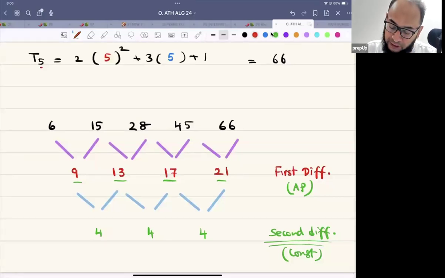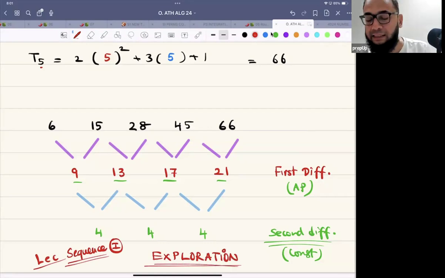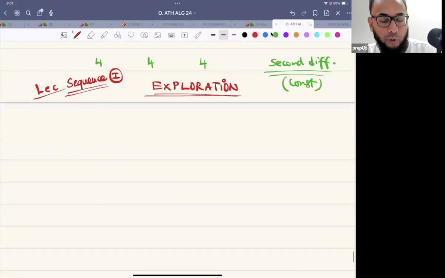So let's stop the recording at this one. This is lecture sequences part 1, in which we have done a lot of exploration on the different kinds of sequences. Naturally, in the next class, we will be doing some questions related to number patterns.